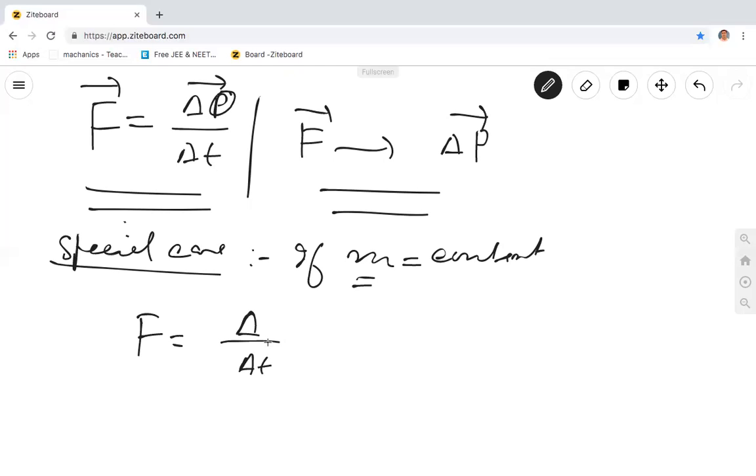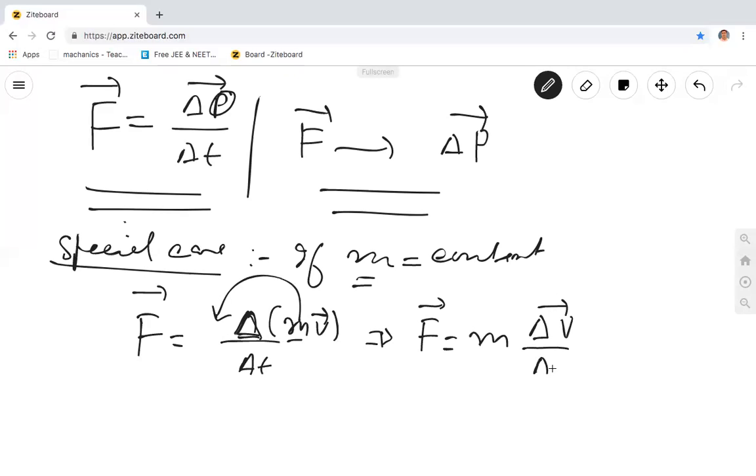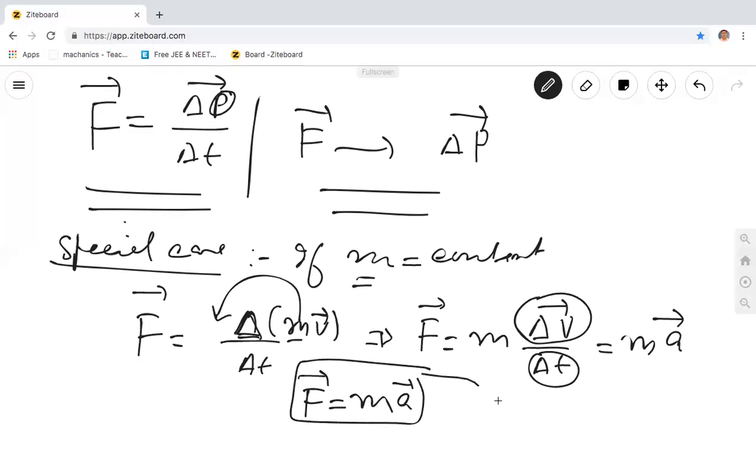This momentum is mv, right? If mass is constant, then what will happen to the mass? It will come to the front. It will come out of the differentiation or change, because if it's constant, it will come out. So you write m times delta v by delta t. And m delta v by delta t is nothing but acceleration. So here F is equal to ma, which you generally use. But this is good for what?